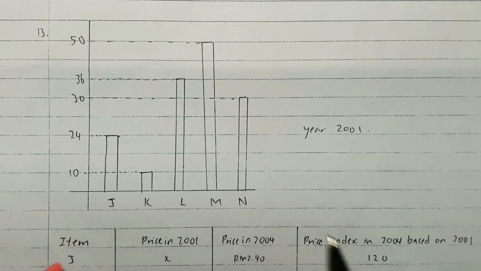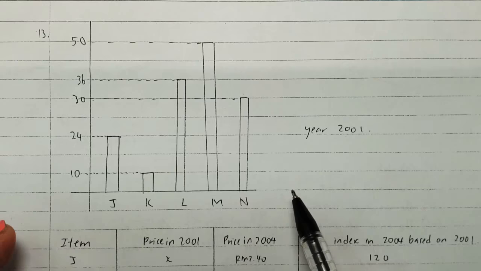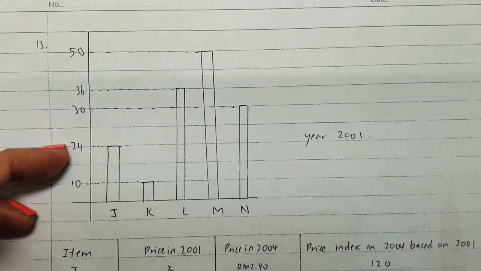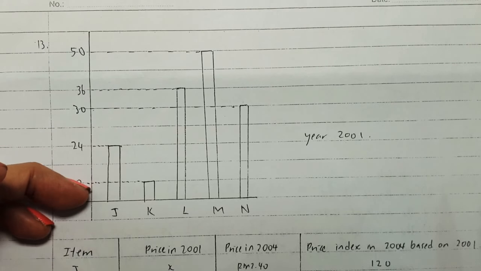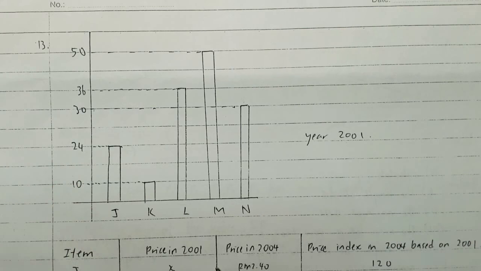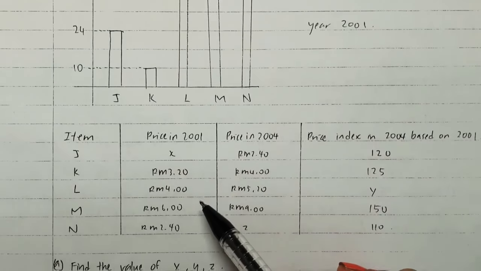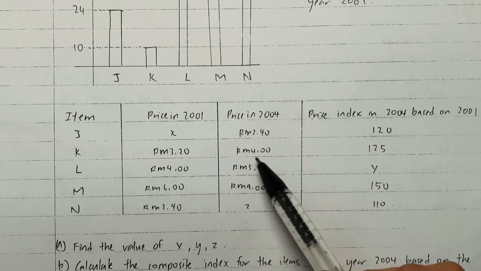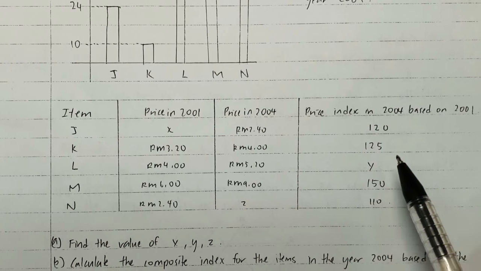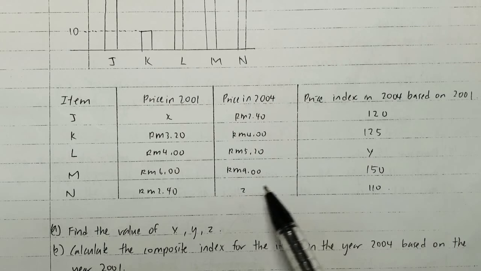We have J, K, L, M, N. So we have these 5 items over here. And then this one will be, I think, the production, the amount that is produced. Next we have the price given down there, in year 2001, 324, and so on and so forth, and the price index. Now, the first part is always finding the unknown x, y, and z.